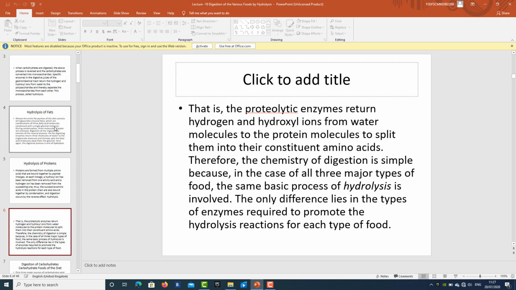Therefore, the chemistry of digestion is simple because in the case of all three major types of food, the same basic process of hydrolysis is involved. The only difference lies in the types of enzymes required to promote the hydrolysis reactions for each type of food.